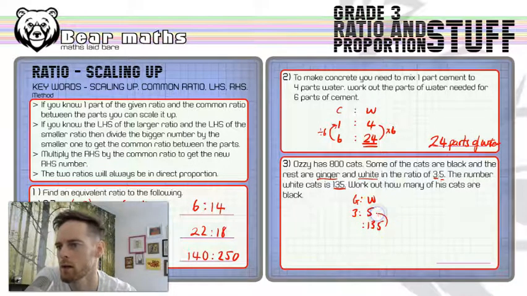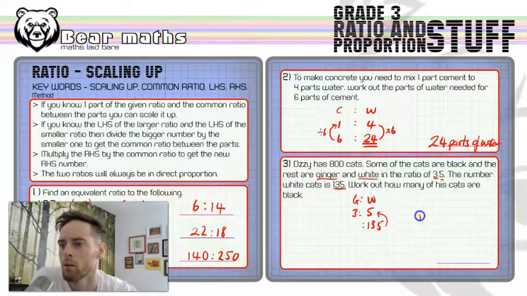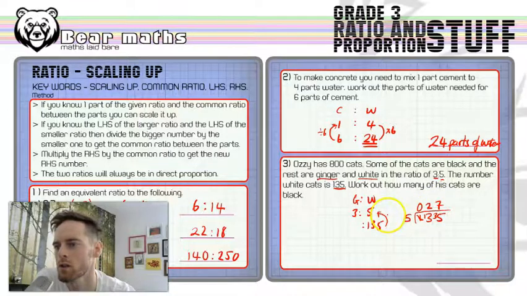So we're going to divide the 135 by 5. And we might want to just do that in the bus stop method. So let's write that with a bit of space to do the working out. So 135 goes inside, and this is a nice thing to be able to do. 5 goes into 1 no times. Cross it off, carry it over. 5 goes into 13 twice with 3 left over. 5 goes into 35 7 times. So we've got that common ratio of 27.